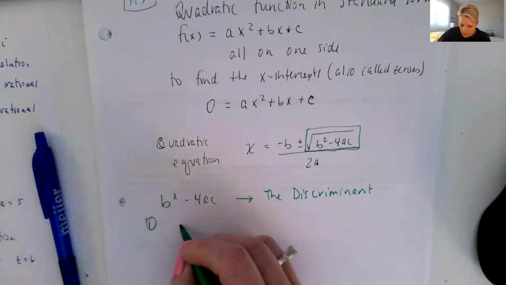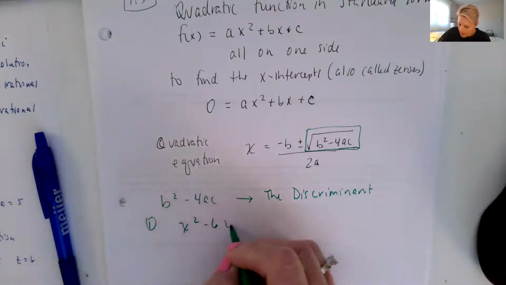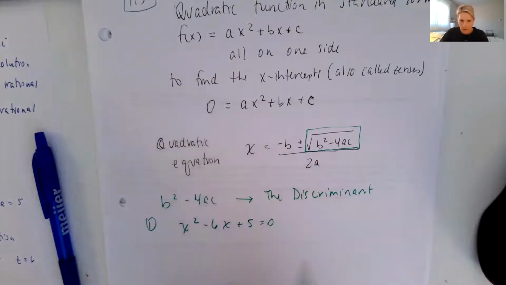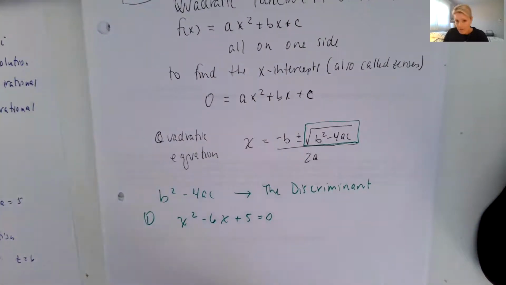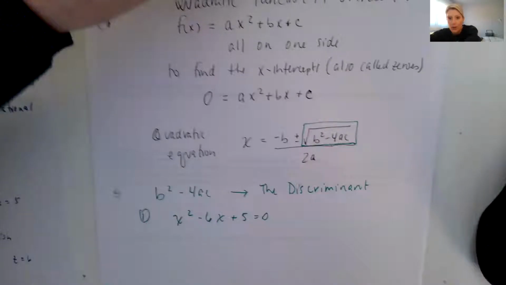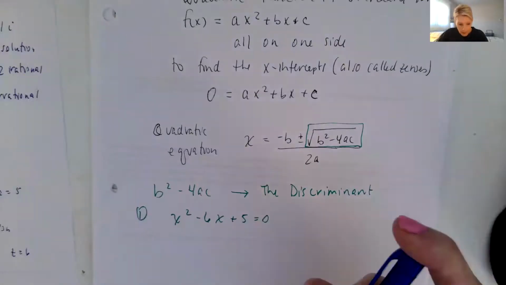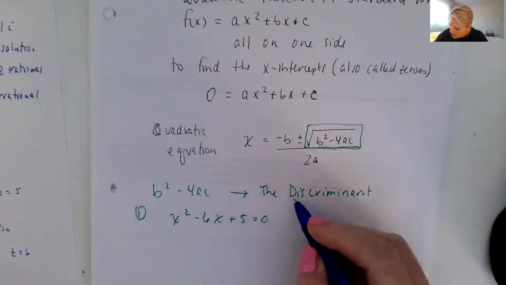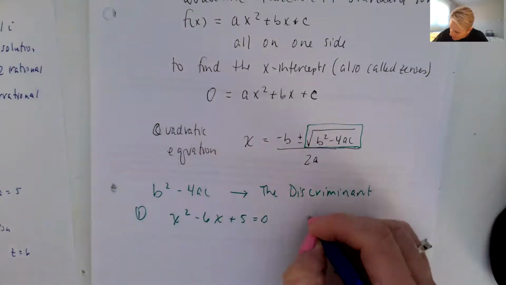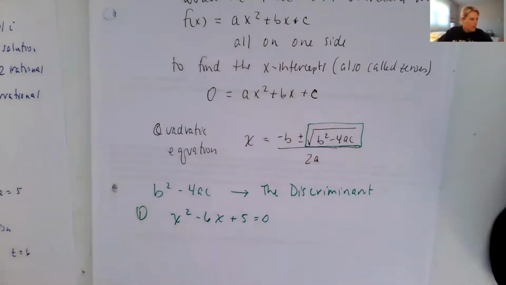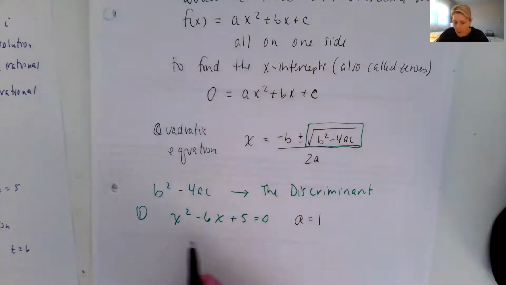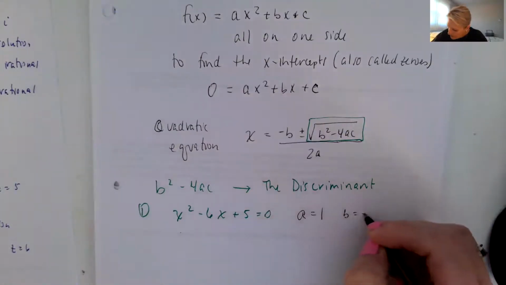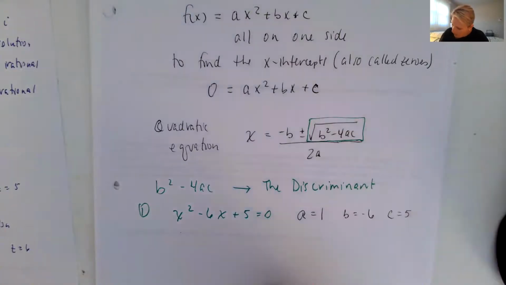The first one that we're going to have is problem number 1. x squared minus 6x plus 5 equals 0. And you might see right off the bat that, oh, this can be factored. And if it can be factored, you know that it's going to have two rational answers. So let's just write our a, b, and c. a is equal to 1. Remember, everything has to be on one side. b is equal to -6, and c is equal to 5.